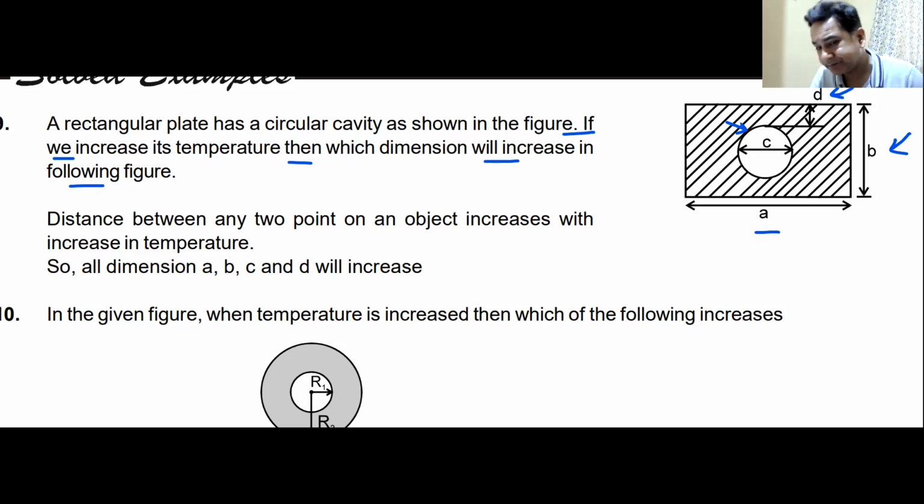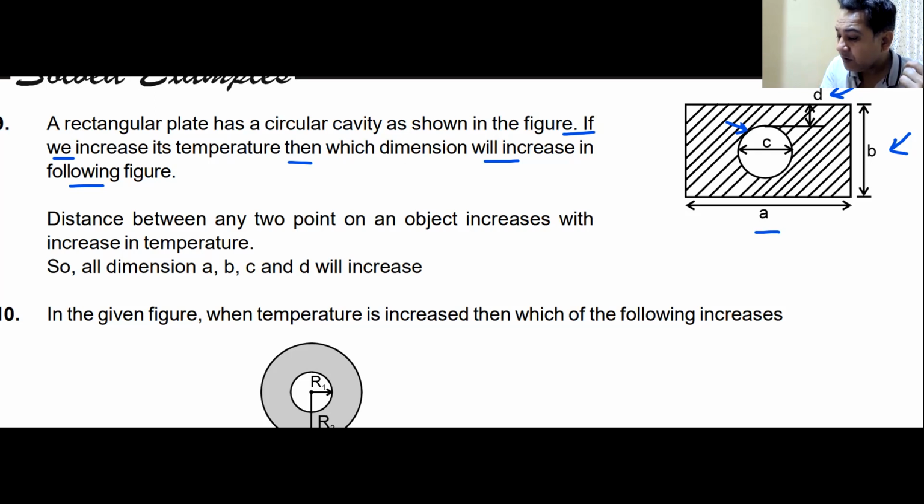All will increase, sir. All will increase. So basically, the radius of the circle will increase, the length of the plate A will increase, the breadth B will increase, and the distance between that edge and this will increase because it is going to expand. We understand this? Simple question based on basic concept. You will have a lot of these questions coming your way. Now, let us go on to one more question on linear expansion.